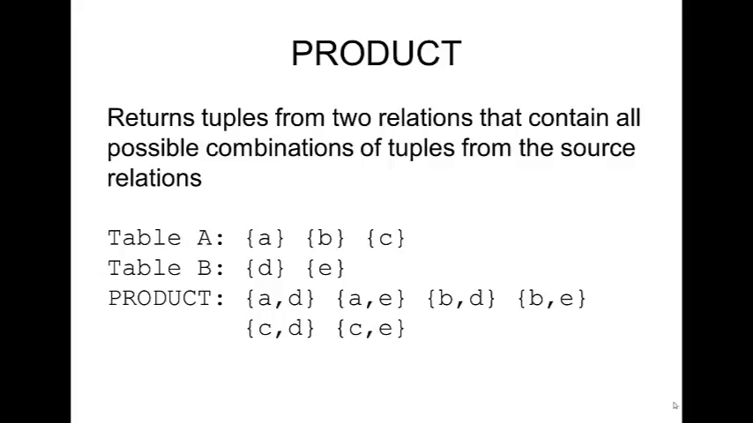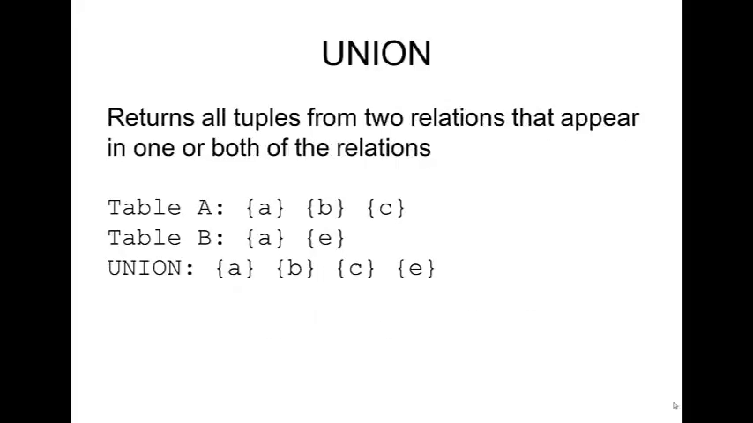No SQL. This is one of the ones which isn't important in SQL. The union function returns all tuples from two relations that appear in one or both of the relations. So a union command, these are all used in SQL, it's just a question of degree and how they're used. So here we've got all tuples that appear in one or both of the relationships. So A appears in both, B appears there, C appears there, E appears there. So a unique list from the two relations.